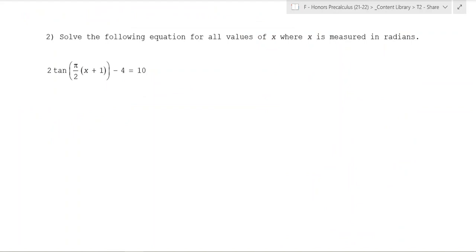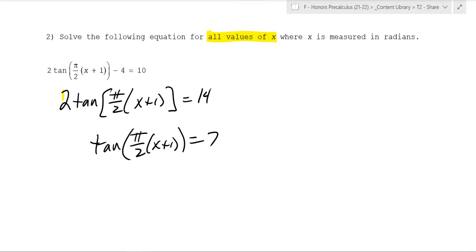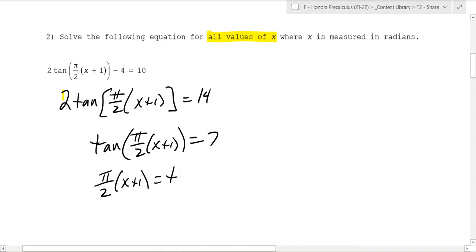So now let's solve the following equation for all values of x, where x is measured in radians. So we're going to first add 4 and divide by 2. So after we divide by 2, we end up with tangent of that is equal to 7. Now that's not a very, quote, nice trig value. Tangent repeats itself every pi, but it doesn't repeat itself inside the period. It doesn't hit again. So when you do this, you end up with pi over 2 x plus 1 is equal to tan inverse of 7.